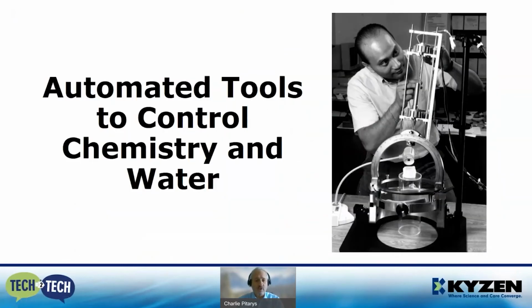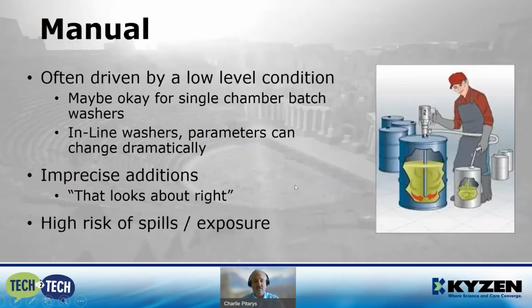Now, to control the chemistry in water, there are several automated tools available. First, in the olden days, everything was done manually. This was often driven by a low-level condition, which may be okay for a single chamber batch washer, but with an inline washer, these parameters can change dramatically and quickly because it's such a dynamic environment.